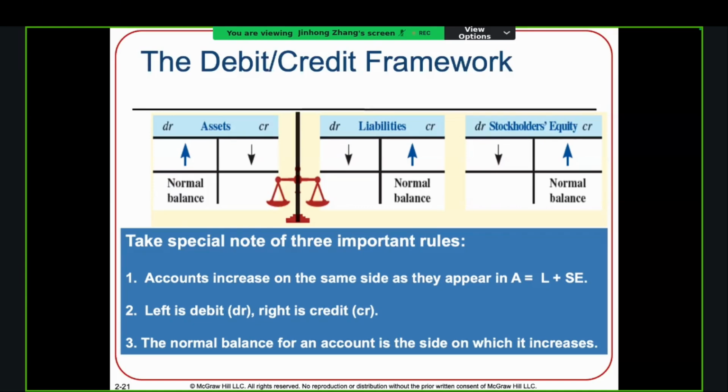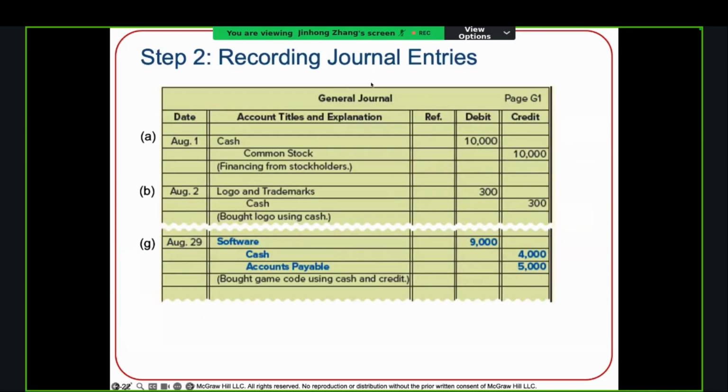So the balance is on the side that increases, which means if it's assets, the balance usually is on the debit side. So if it's cash, you started with $10,000, you used $3,300. Now the balance is what? A little bit less than $10,000, right? So if you look at the cash, $10,000. So this is how the journal entry looks like.